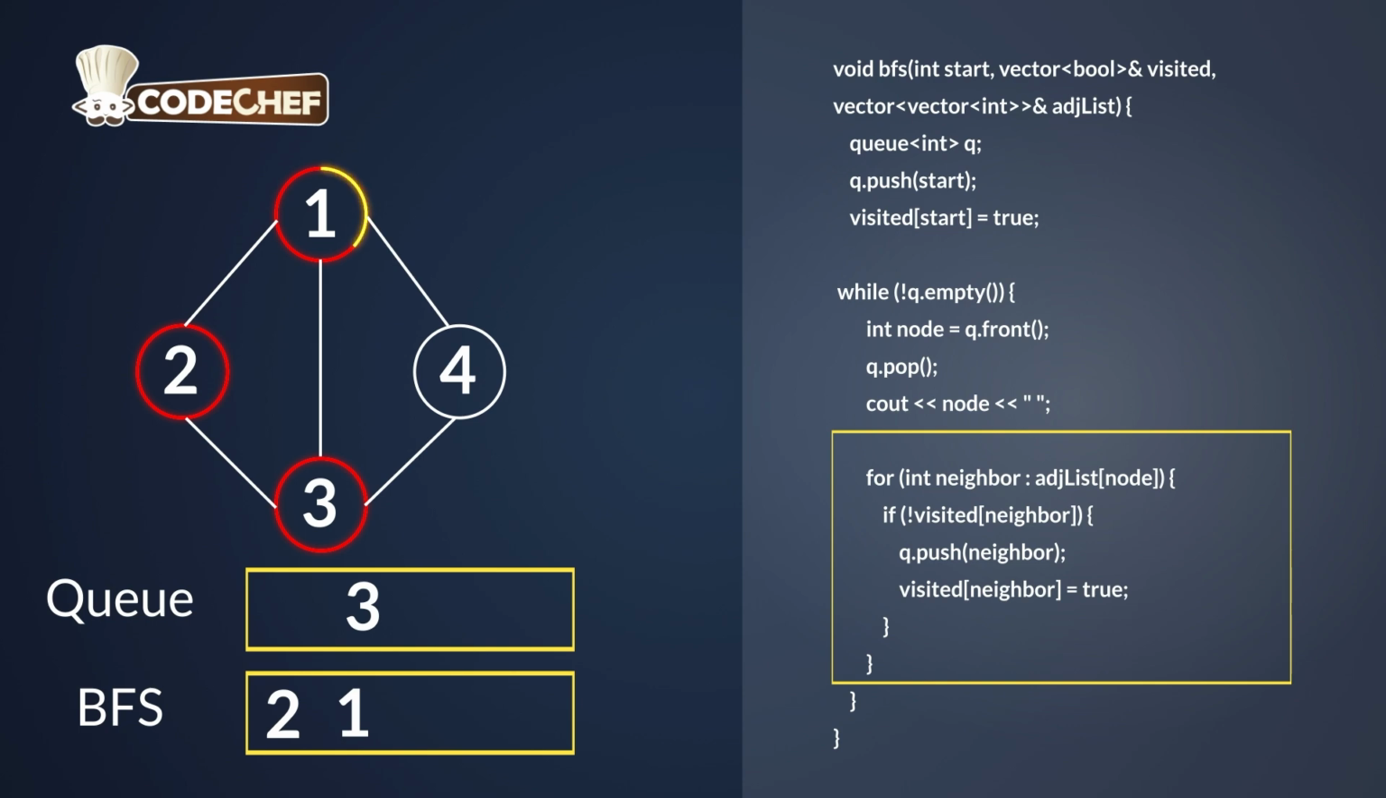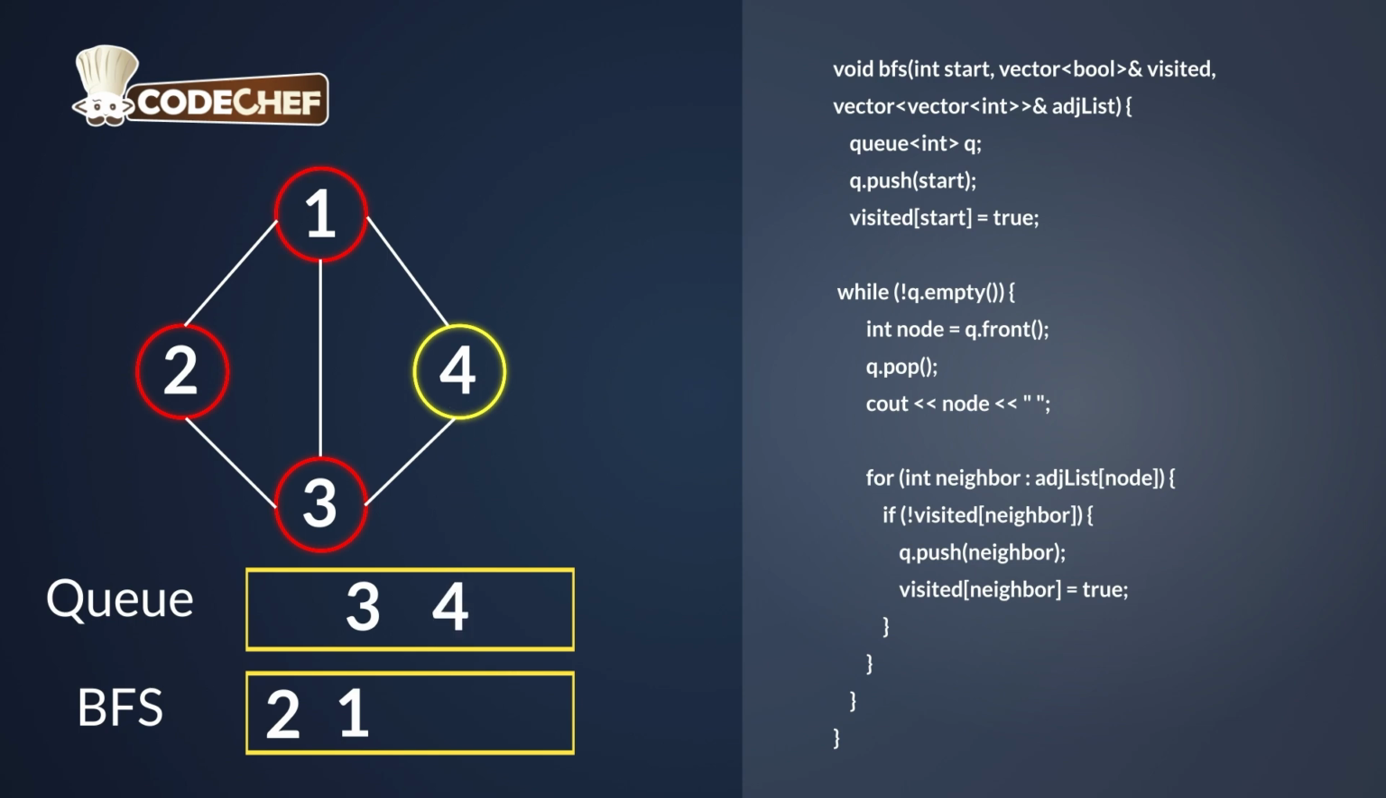Although node 1 connects to nodes 2, 3, and 4, nodes 2 and 3 have already been visited. Therefore, only node 4 is new and is added to the queue. Watch as the corresponding lines are highlighted while this happens.